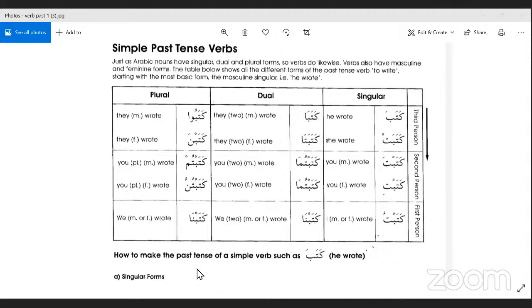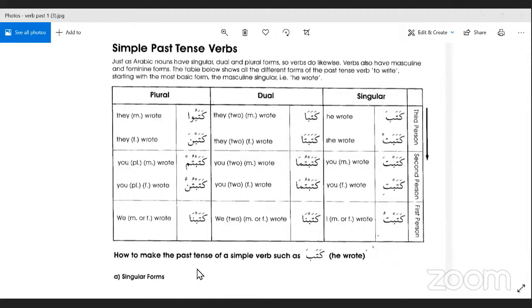Alima, he knew. Alima with an alif, they two knew. Correct. Masculine. Alimu, they all knew. Masculine. Excellent. Now feminine. Alimat, she knew. Excellent. Alimata, they two feminine knew. Excellent. Alimna, they all feminine knew. Excellent.